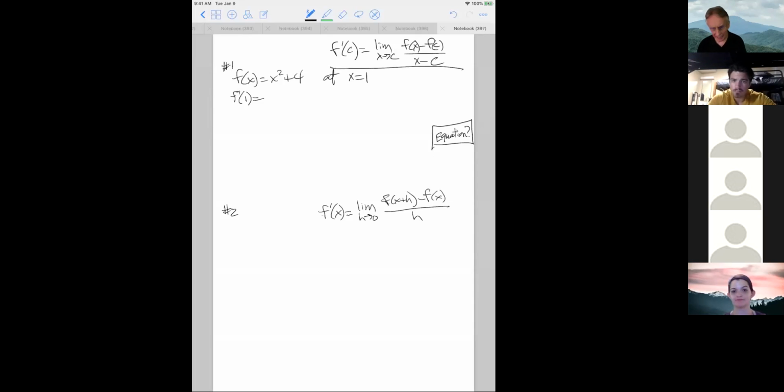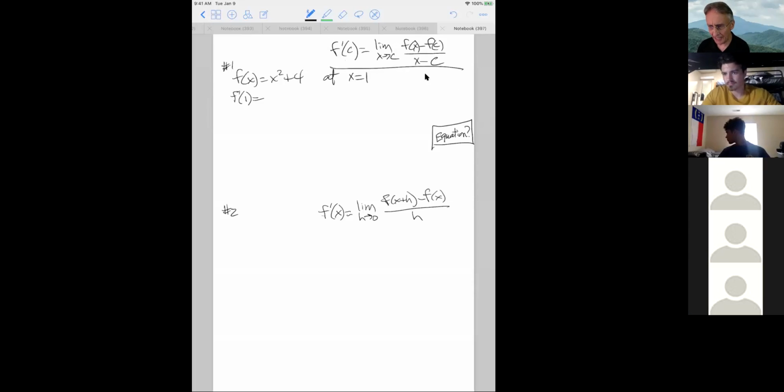Like I said, early in section 2.1, this was described as the slope of the tangent line at x equals c. And at the end of the section, they call it the derivative, at a specific point, x equals c. That's what this is doing. So I'm going to give this to you on a quiz and ask you to use it. On the quiz, that's going to be one of the questions.